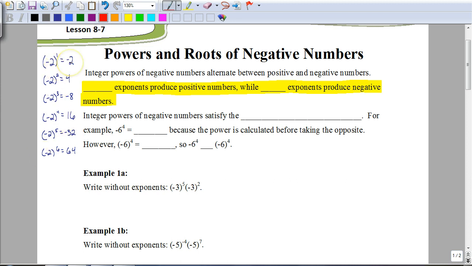This is what they're describing over here. Negative 2 to the first power is a negative 2. Negative 2 squared is a positive 4. Negative 2 cubed is a negative 8, and so on. Now a pattern exists there that's important to recognize.